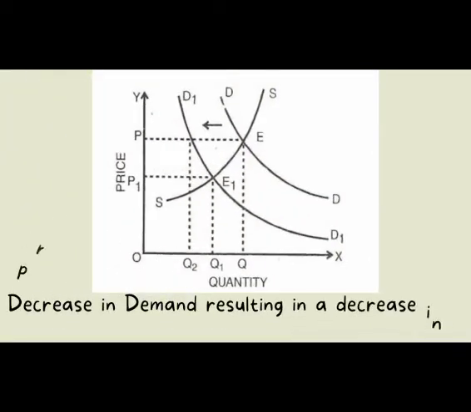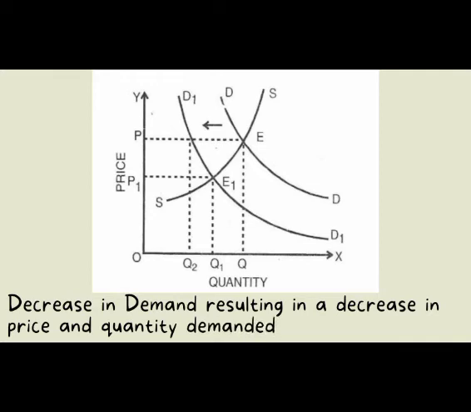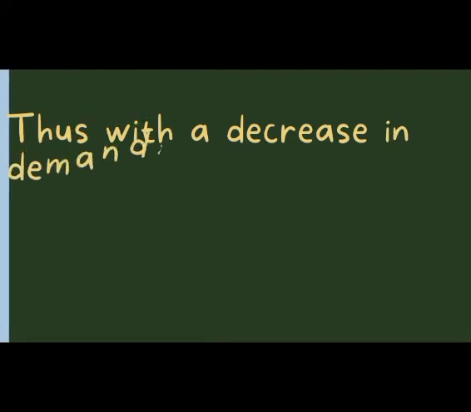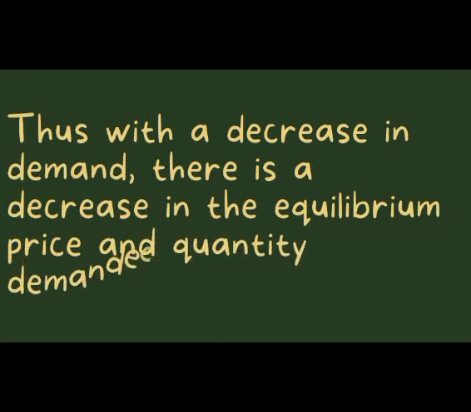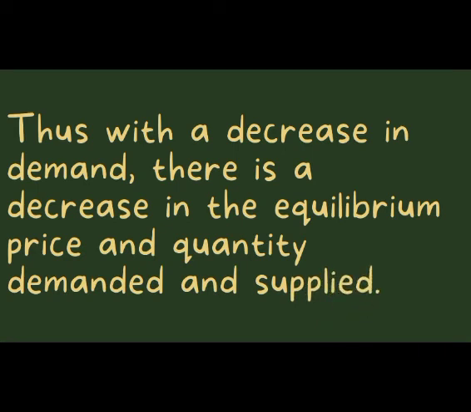Now, this is our graph showing decrease in demand, resulting in a decrease in price and quantity demanded. Do you understand? Now, with a decrease in demand, there is a decrease in the equilibrium price and quantity demanded and supplied.